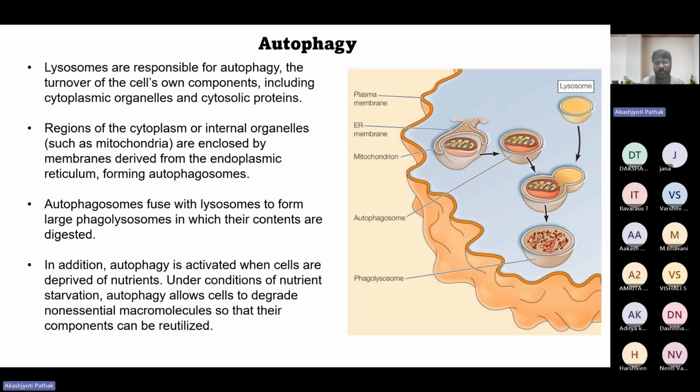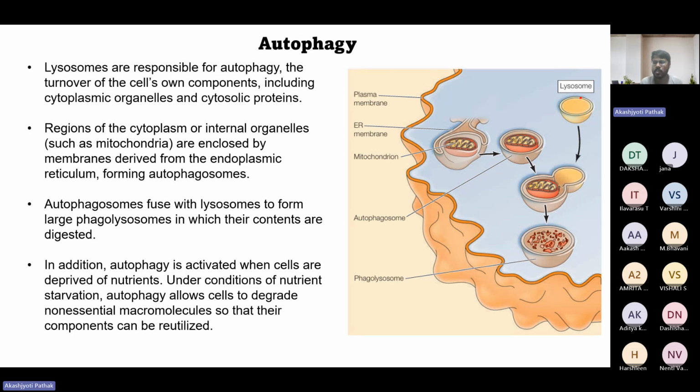So what is basically autophagy? You can see that this is a cell in this figure. This is the plasma membrane, and inside the plasma membrane you have the cytosol, and then this is the lysosome. In brief, this lysosome is merging with the autophagosome. A structure is formed which is called the autophagosome.